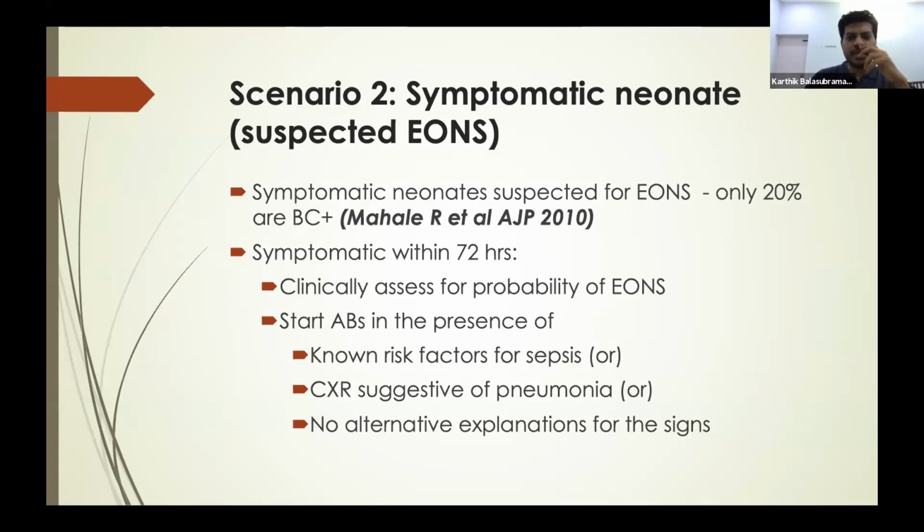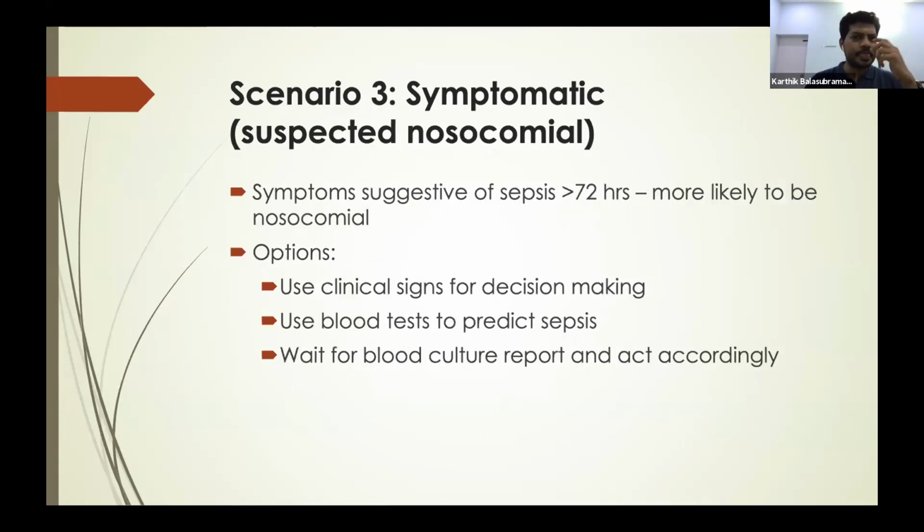The other scenario is a baby who is symptomatic due to early onset sepsis, the baby becoming symptomatic within the first 72 hours of life. So the baby is symptomatic, and there are risk factors present for infection. You can go ahead and start the baby on antibiotics.